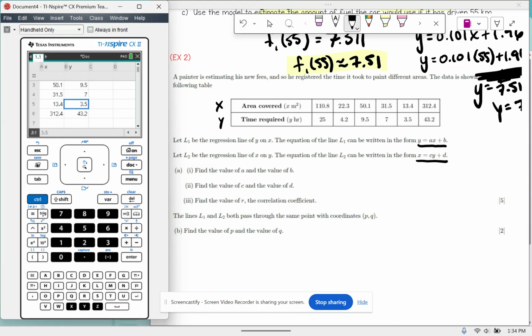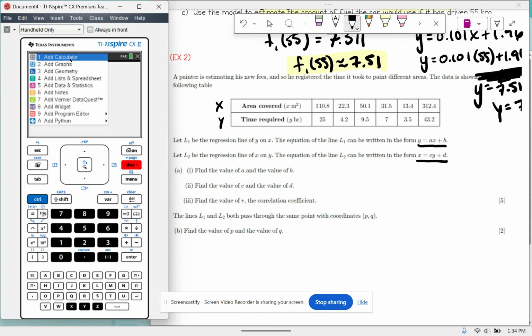Okay. I'll wait till everyone's in so you can see. So it looks like A and B come from L1, and then C and D come from L2. So let's do L1 in its entirety first, and then we'll do L2. All right, so L1 is Y on X. Let's do our regression for that first.